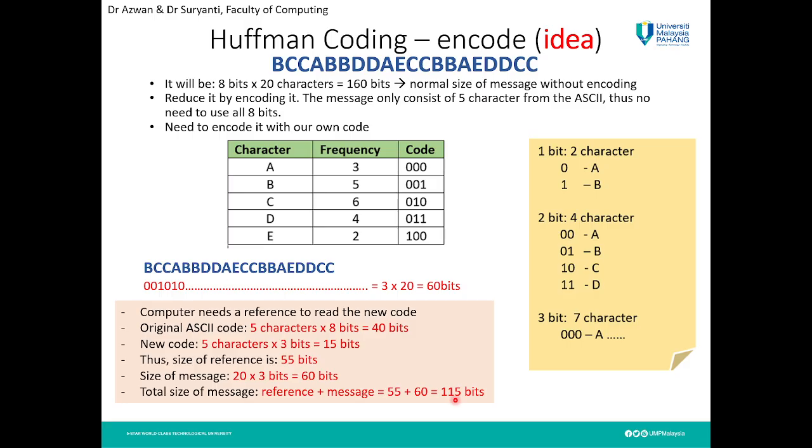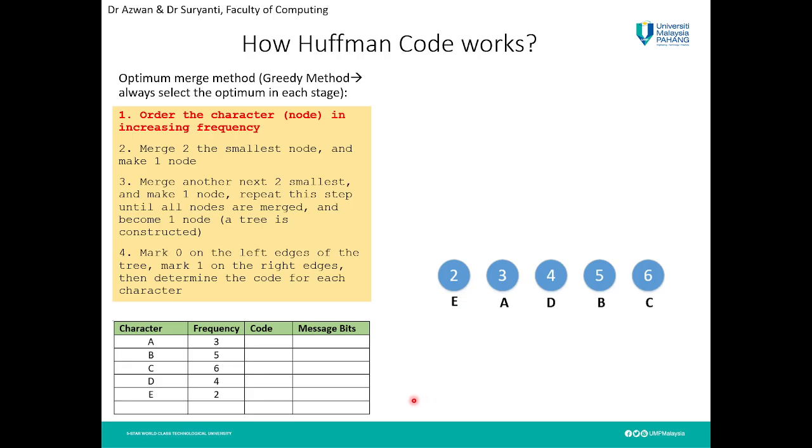But Huffman has another way to do it. So how does Huffman do it? Huffman actually tries to find an optimum merge method by using a greedy method that always selects the optimum in each stage. First we need to order the characters in increasing frequency. So we have characters A, B, C, D, E, and we have the frequencies here. The lowest frequency is E.